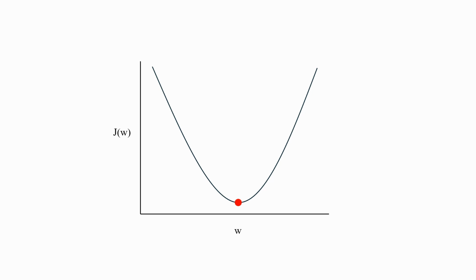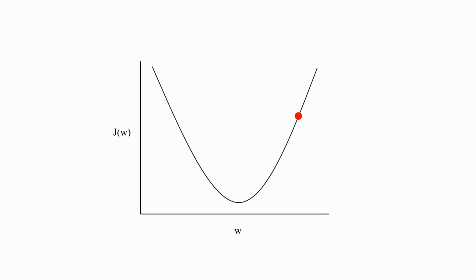The gradient descent algorithm will work as follows. Initially, some value of w will be chosen at random. Suppose it chose this point on the parabola as its initial value. Now, it asks itself, do I need to go up or down to reach a point where the slope is near 0?